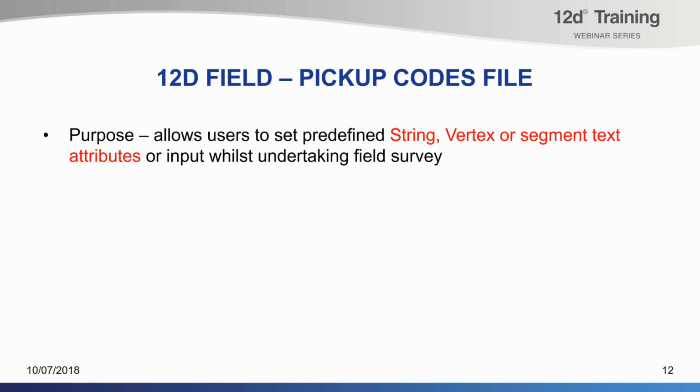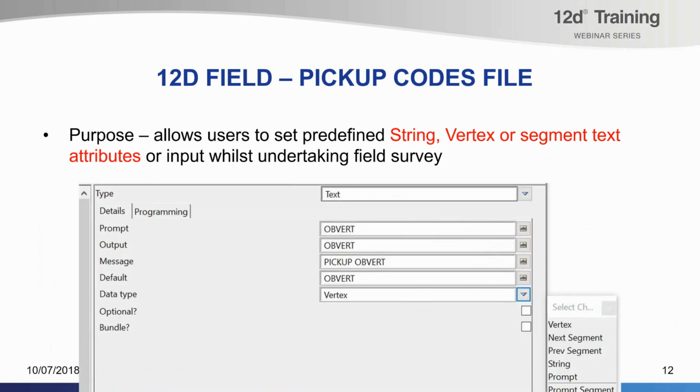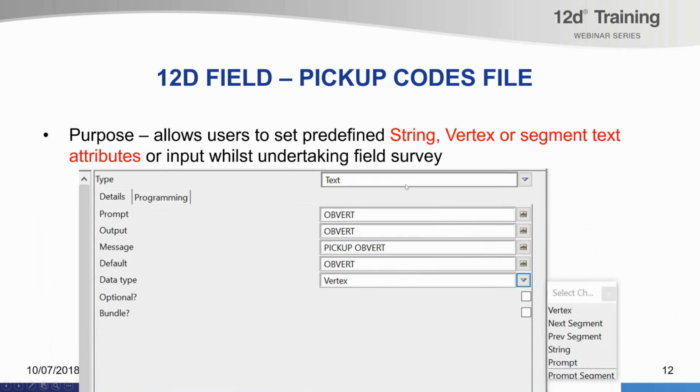So again, the purpose allows the users to set a predefined string, vertex, or segment text attributes, or input those. If you wish to have them as a typed input, you can also do that. It's flexible enough to actually run both of the systems.